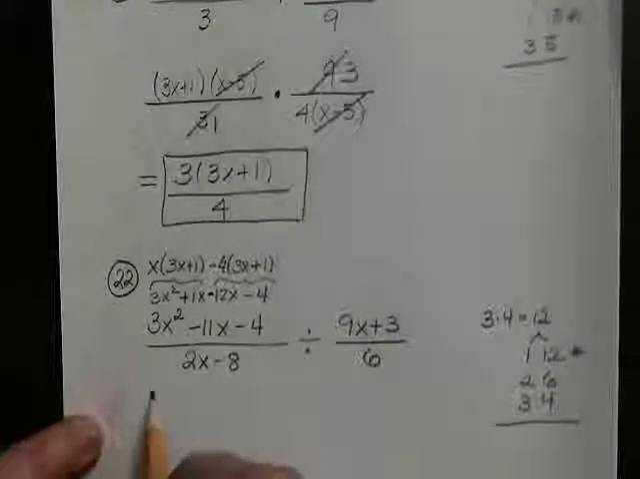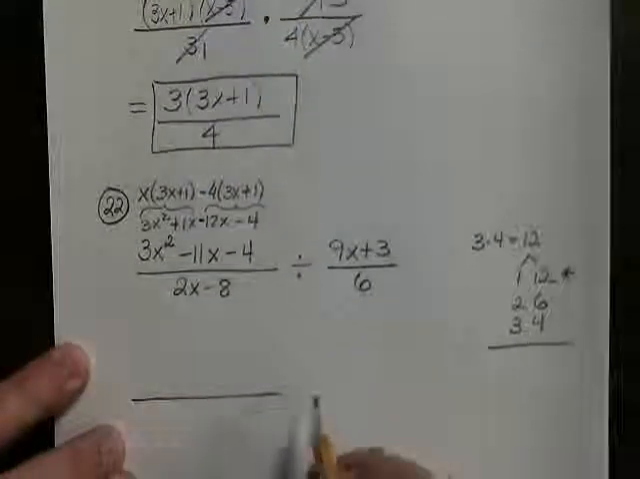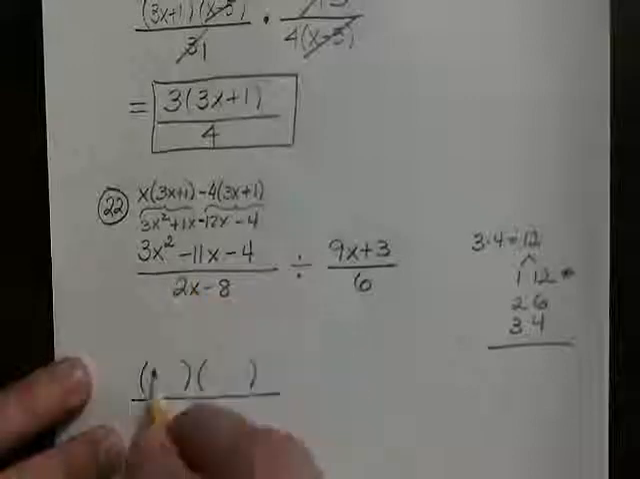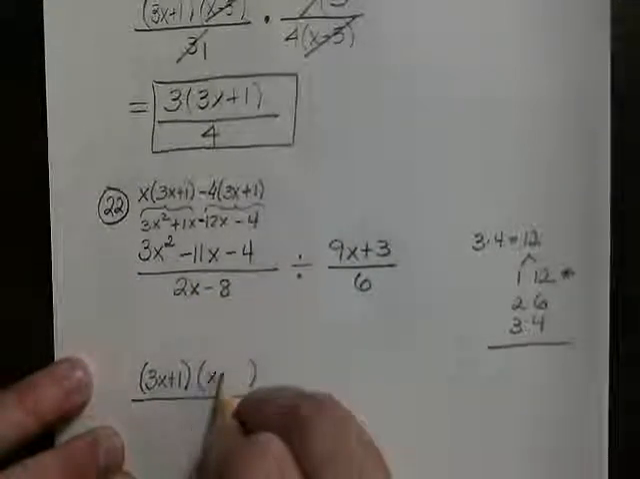Alright, now I'm ready to come over here and write my factors. So what is going to be in my two parentheses? Well, it's going to be 3x plus 1 and x minus 4.